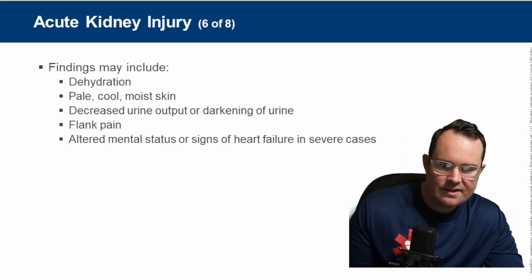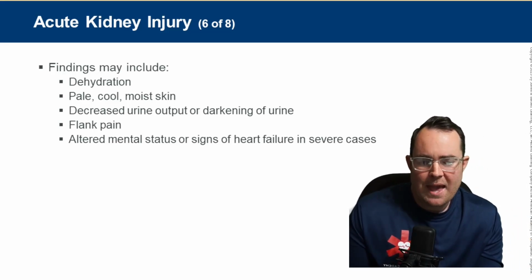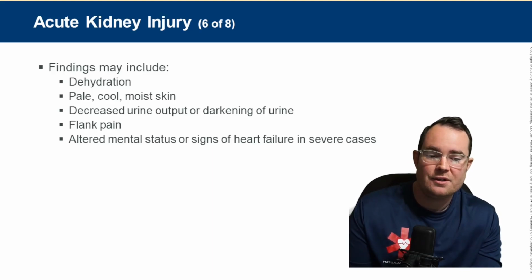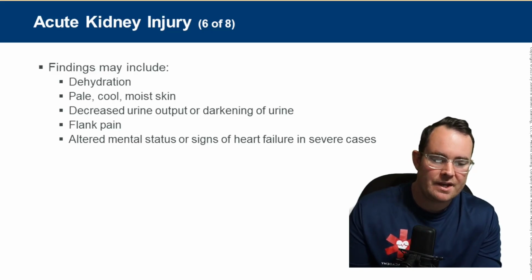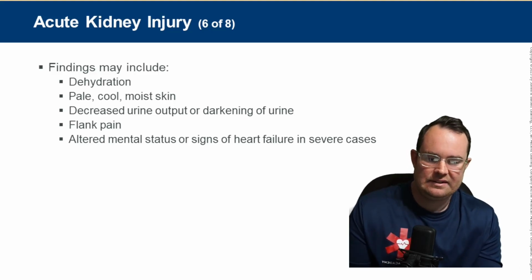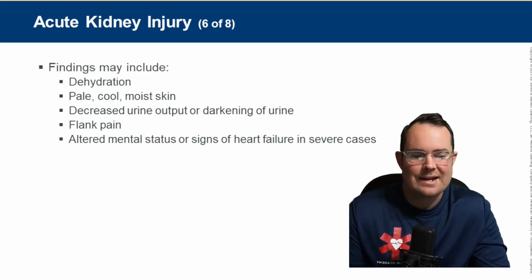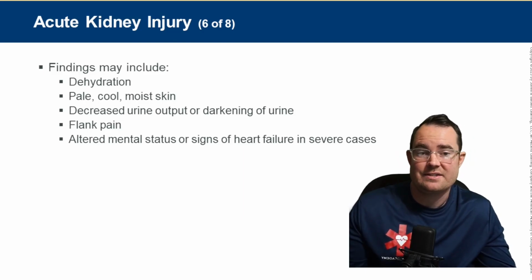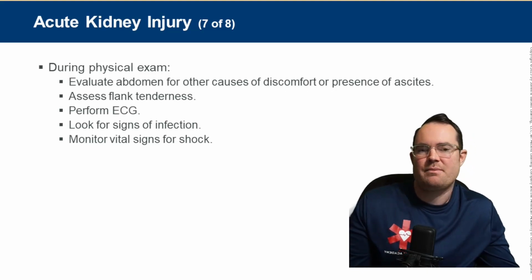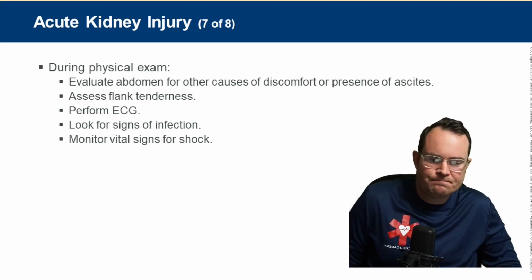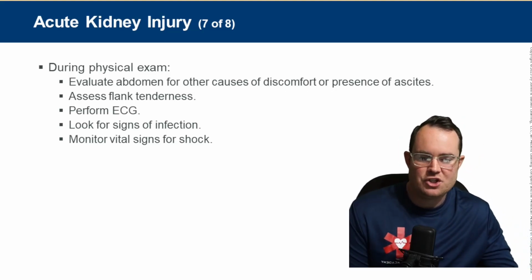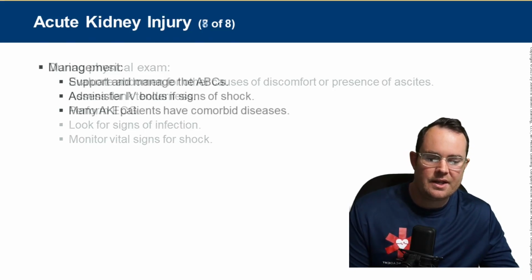Findings can include dehydration, pale, cool, moist skin, so the patient looks like they're in shock, decreased urine output, darkening of the urine, okay, shows you dehydration, right? Also seen in rhabdomyolysis, flank pain, altered mental status, and even signs of heart failure in severe cases. Says evaluate the abdomen, check for the presence of ascites. Remember, that's volume or fluid buildup. Assess for flank tenderness, any pains on the sides. Perform an EKG. Look for signs of an infection and shock.